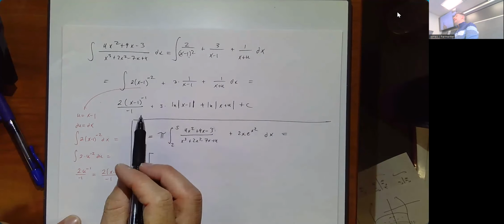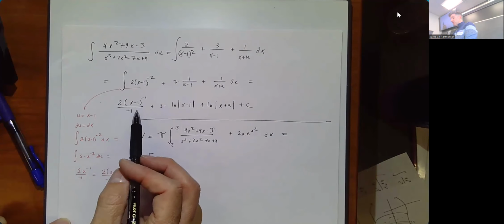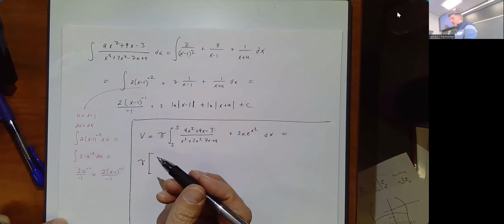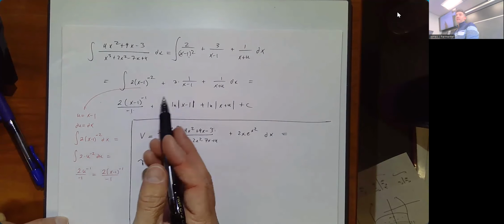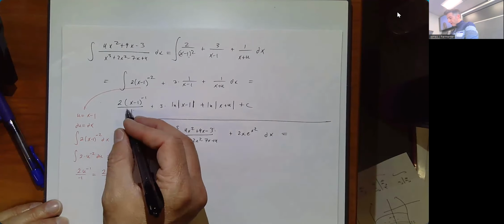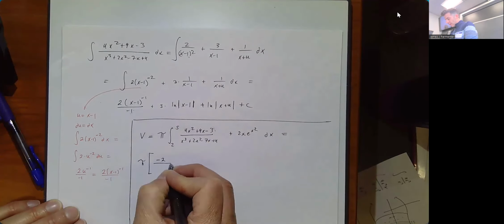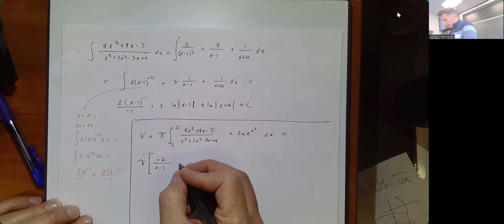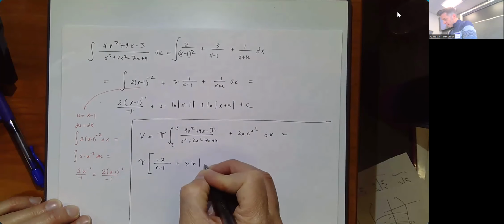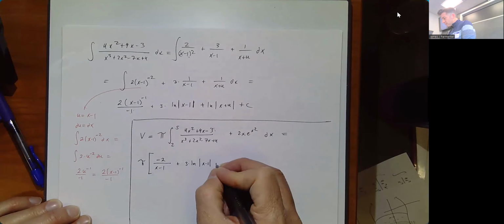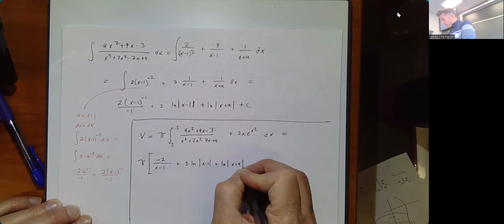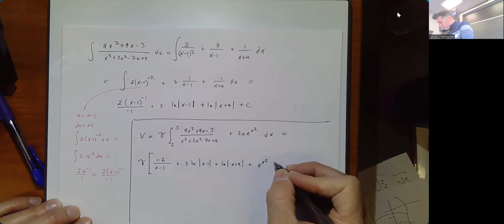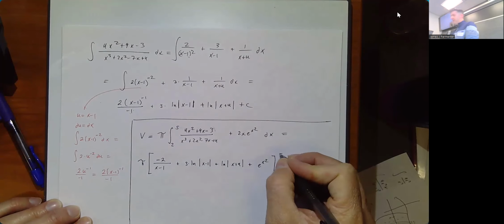I'm going to make one slight change. Instead of writing this as 2 times x minus 1 to the negative 1 over negative 1, 2 divided by negative 1 is negative 2. And x minus 1 to the negative first is divided by x minus 1 to the first. So I would much rather write this part here as negative 2 over x minus 1. You don't have to do it that way. And then I've got plus 3 times the natural log of the absolute value of x minus 1 plus the natural log of the absolute value of x plus 4 plus the antiderivative of 2x e to the x squared, which was e to the x squared. All that from 2 to 5.